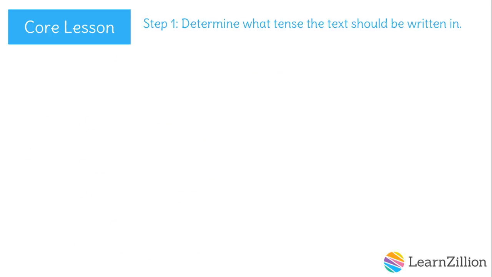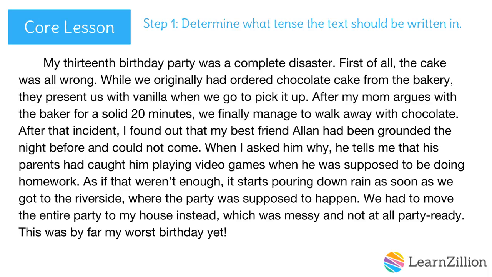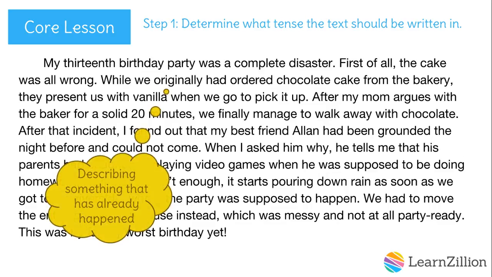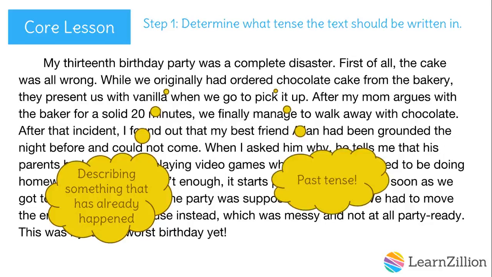So the first step we want to do to make sure that our verb tense is consistent is determine what tense we should be writing in. So let's figure that out with our draft. Well, the topic of this paragraph is my 13th birthday party, so I'm describing an event that has already happened. Though writers sometimes use present tense to tell their stories in order to achieve a specific effect on the reader, they usually choose past tense when telling a story. I'm going to use past tense for this narrative.